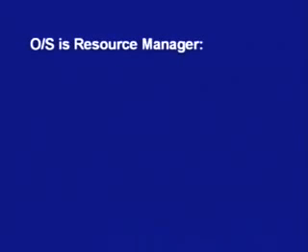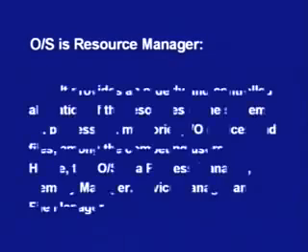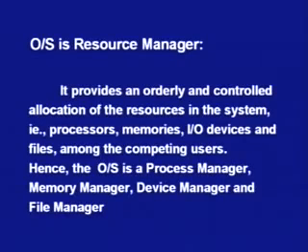The operating system is also a resource manager, as I mentioned earlier. There are 4 resources in a computer system. We have the processor or processors, we have memory, we have I/O devices, and we have files. These are the 4 resources in a computer system, and it is the operating system which provides an orderly and controlled allocation of all these resources in the system. Hence, the operating system contains a processor manager, a memory manager, a device manager, and a file manager.